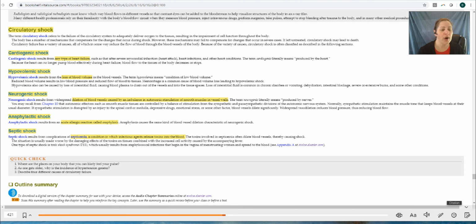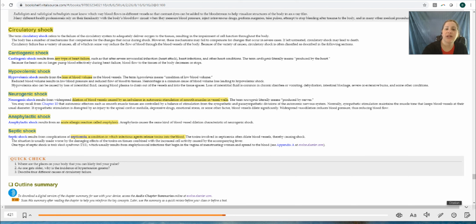Okay, the next one, neurogenic, which means originating in the nerves. So your heart's fine, your blood's fine, it's a brain problem, which means that there's an imbalance of your smooth muscles from the autonomic system. It could be from a spinal cord injury, medications that depress the nervous system, emotional stress. So that's what can cause these.